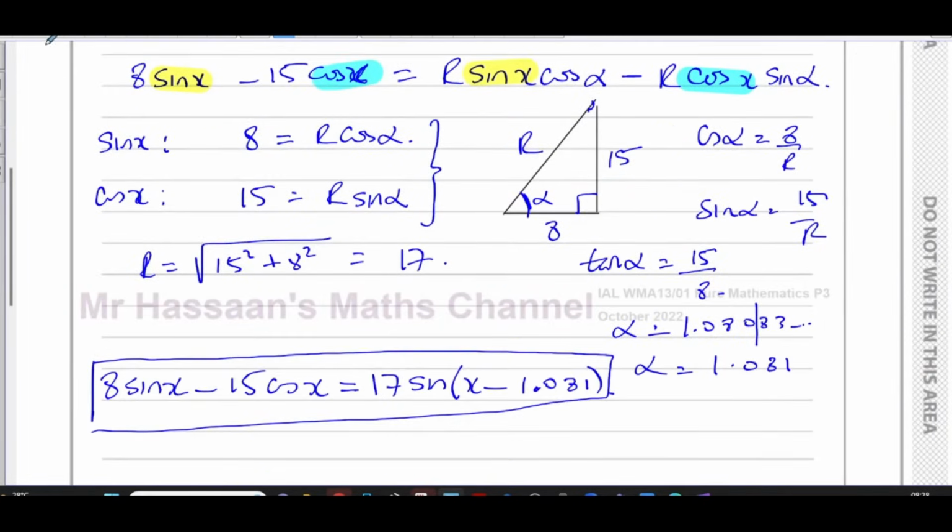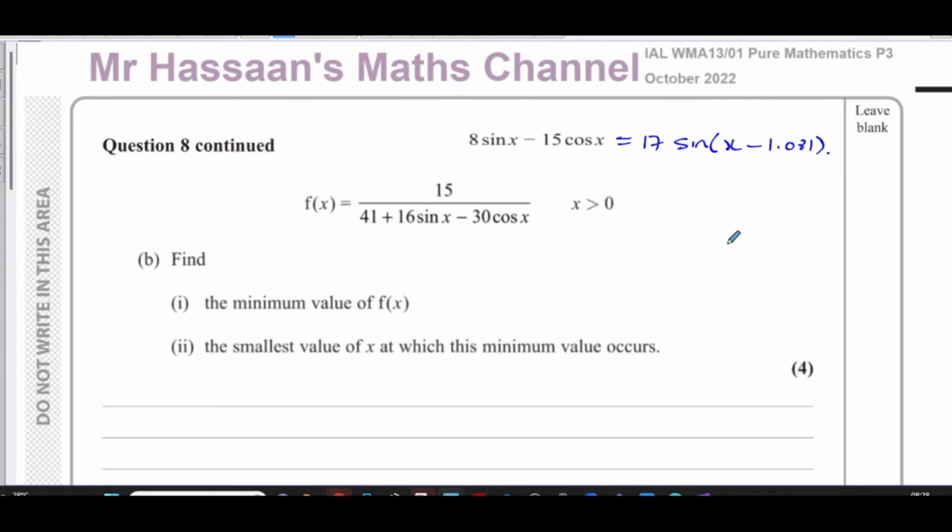All right, now for 8b. It says f of x equals 15 over 41 plus 16 sine x minus 30 cosine x, where x is greater than 0. Find first the minimum value of f of x. Now, in this kind of question, we have to be very careful. First of all, these questions, part A and part B, are normally very much linked. Whenever you have to rewrite this in a particular form like that, it's always linked to part B.